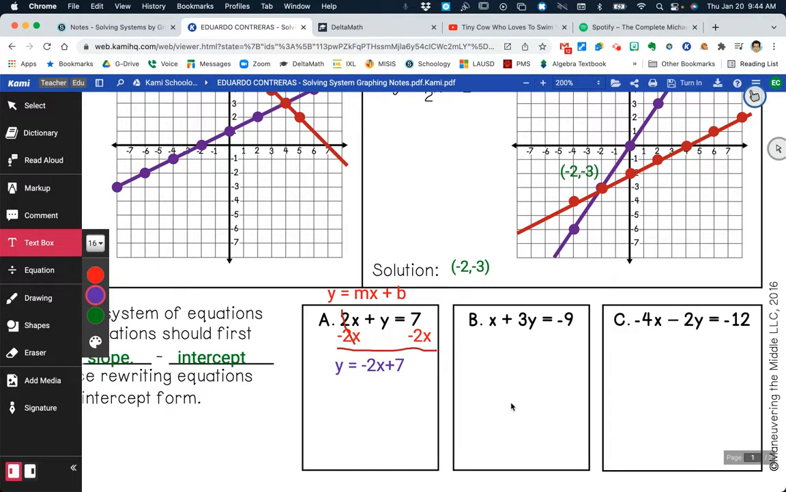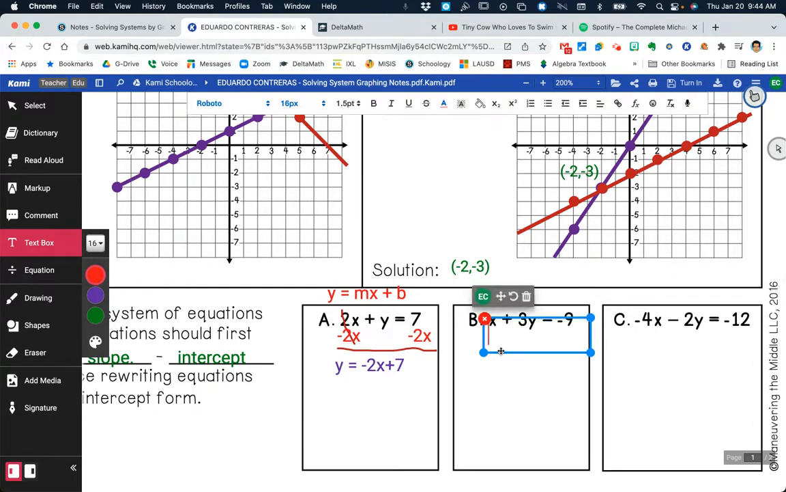Let's do letter B. So we're going to do the same thing. We want to get rid of the x. So let's subtract x on both sides, guys. Underneath x, I'm going to put its opposite, negative x.